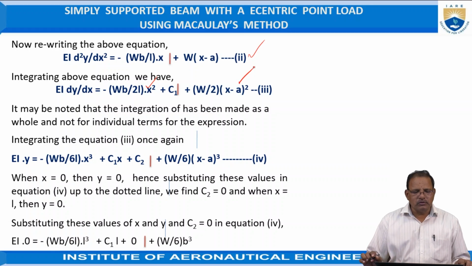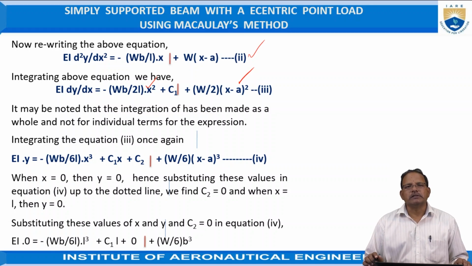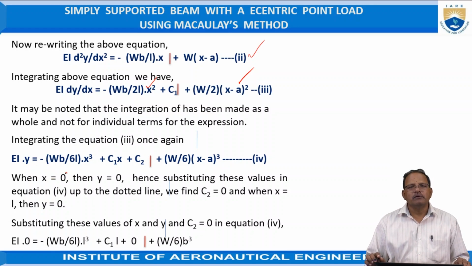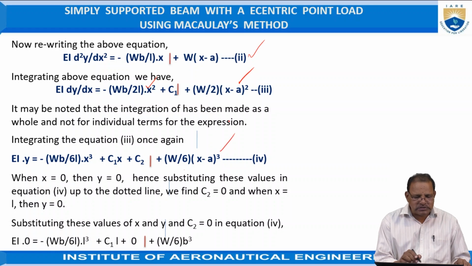So it may be noted that the integration has been made as a whole, not on the individual terms in the expression. Integrating these equations once again with respect to x, we get EI y equal to minus half WB divided by 6L x cube plus C1 x plus C2 plus W divided by 6 (x minus a) whole cube. I am giving it once again now.